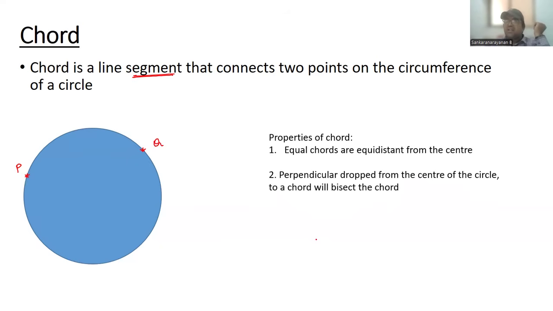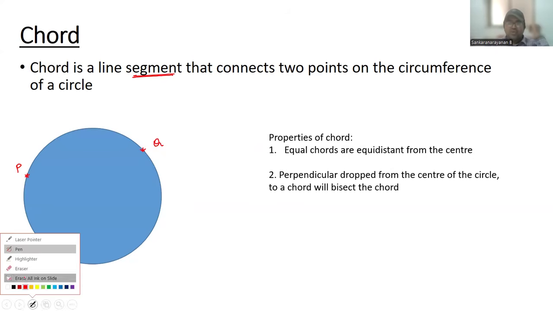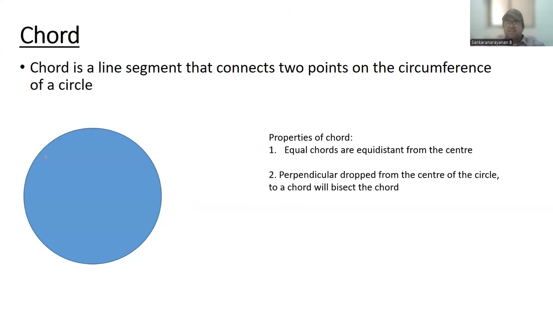Equal chords are equidistant from the center. And the second point that you have to remember is that the perpendicular drop from the center of the circle to a chord will bisect the chord. Two important results. I shall explain both.